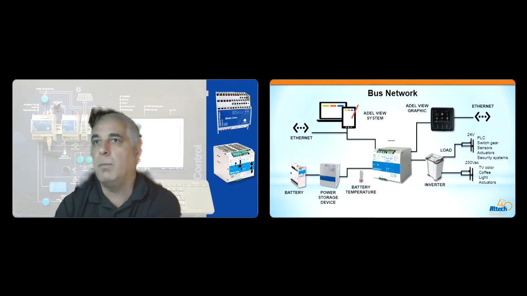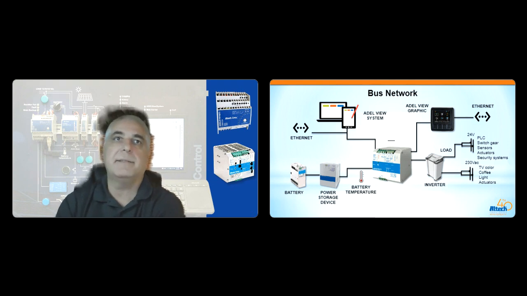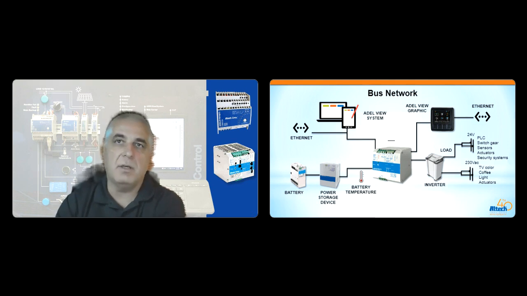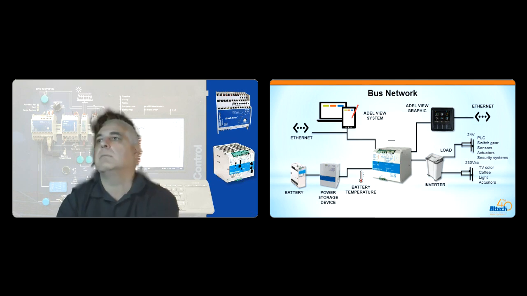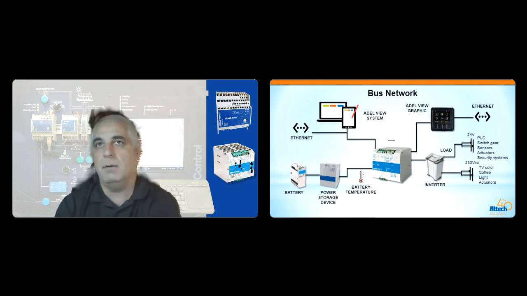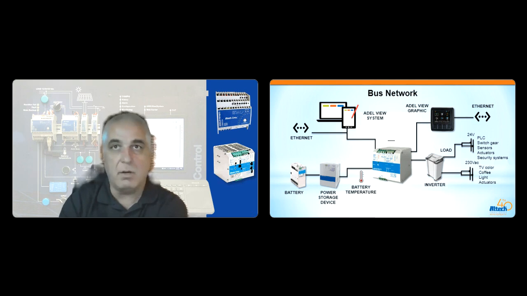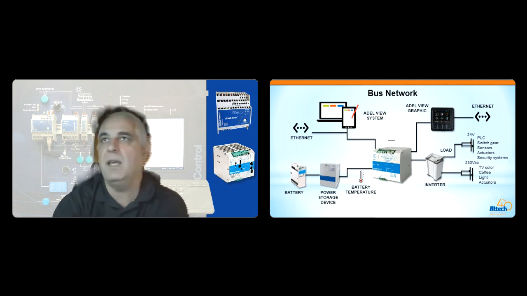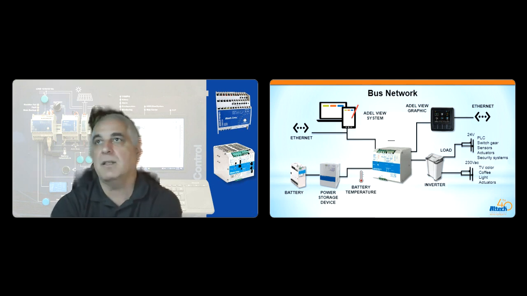Different components, what goes in. Also, we have the battery boxes available. We have temperature sensors available to adjust the charging when the temperature is too high or too low. We have a graphic display that can be connected to the Ethernet as well.